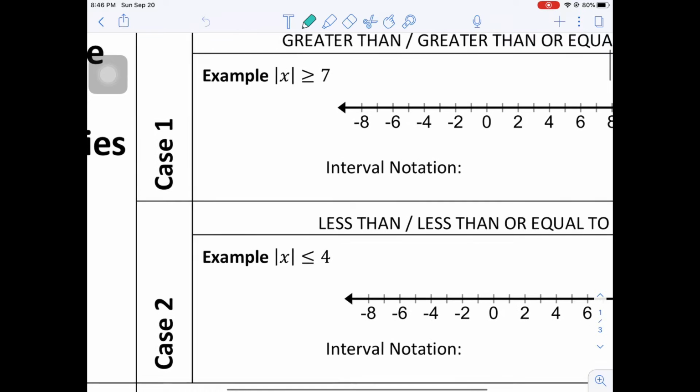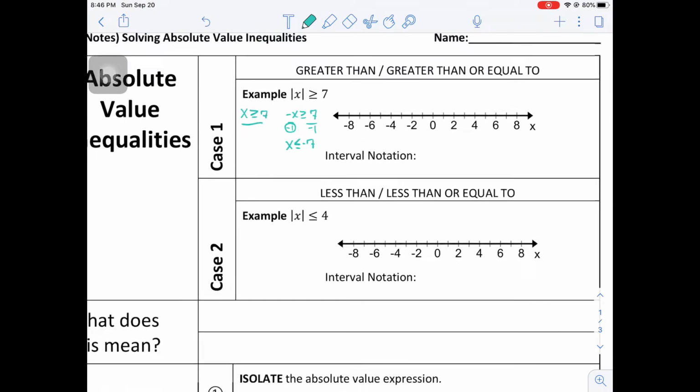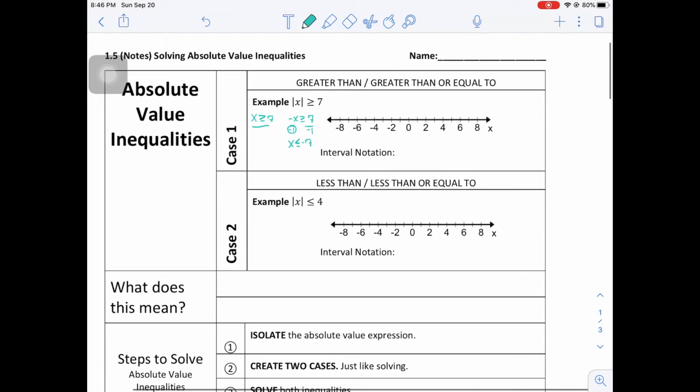So just like when we were solving regular absolute values, we have to set up two cases. We have the positive case, so x is greater than or equal to 7. And we have the negative case, so negative x is greater than or equal to 7. From here, we just solve. Well, the right is already solved. Divide by -1 on both sides on the other one, and we'll get x. But remember, because we divided by negative, we have to flip the sign. So x is less than or equal to -7.